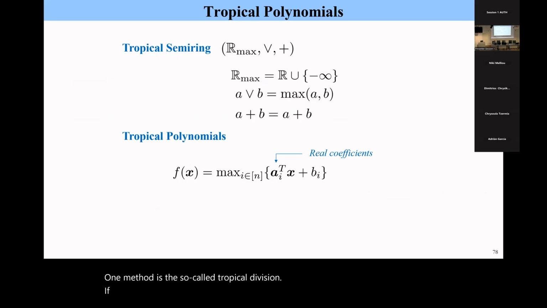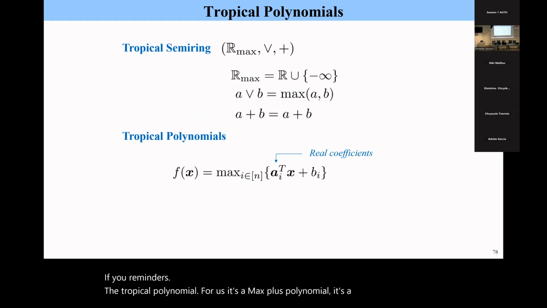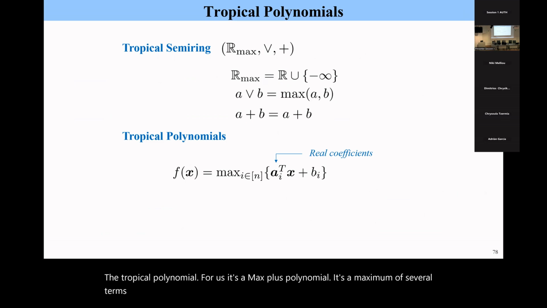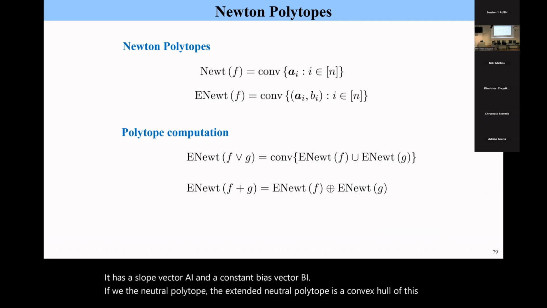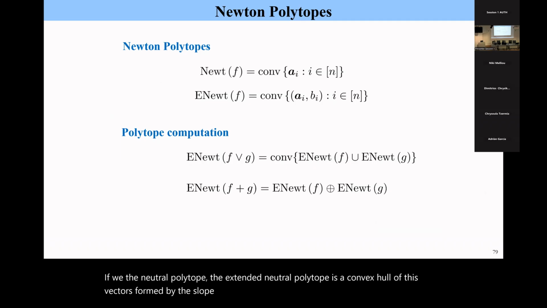A few reminders. The tropical polynomial, for us, is a max-plus polynomial. It's a maximum of several terms. Every term is an affine function. It has a slope vector, a_i, and a constant bias, b_i. The extended Newton polytope is the convex hull of these vectors formed by the slope vector a_i and the bias b_i, whereas the simple Newton polytope is just the convex hull of the slope vectors.